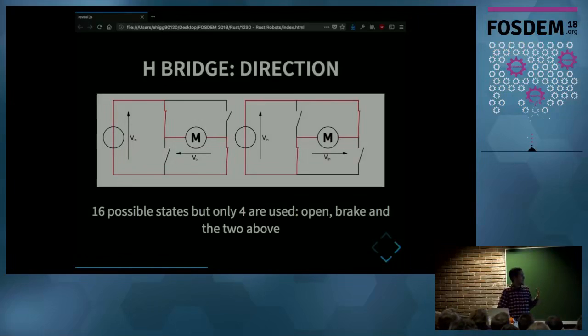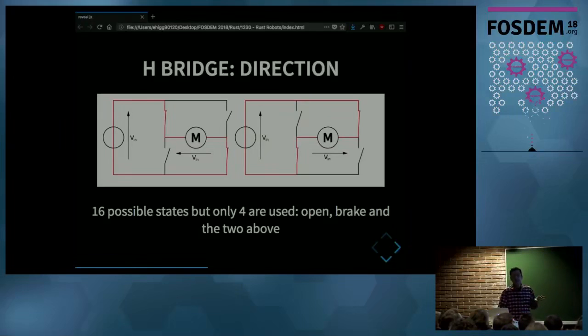On the left, we have one of the possible states of the H-bridge. In that state, the power supply is applied to the motor, and that will apply some voltage and make the motor move. In the state on the right, the voltage is also going to be applied to the motor, but with reverse polarity. That will make it spin in the other direction.